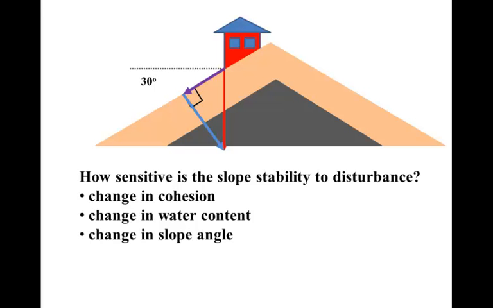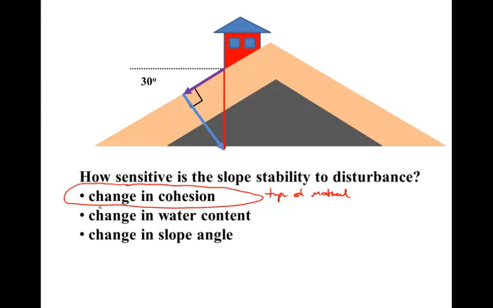Is there something that could cause the slope to fail? Is there something that would increase the driving forces or decrease the resisting forces enough to bring the factor of safety to 1 and make the slope unstable? We'll examine how sensitive our slope is to changes in cohesion, which is a function of the type of material that makes up the slope.